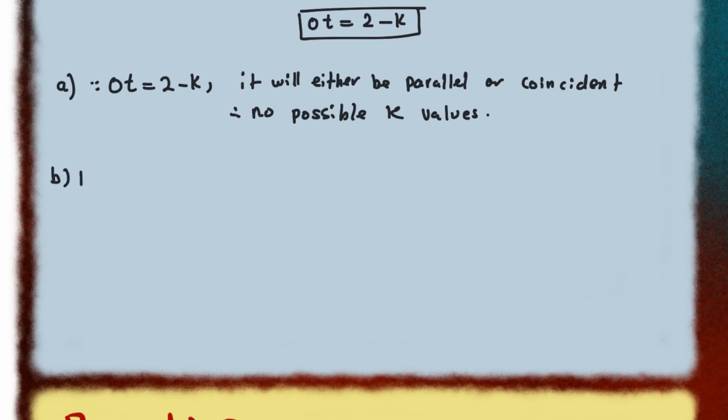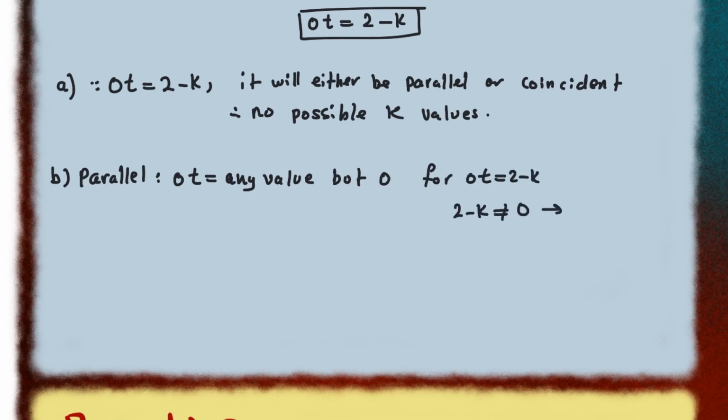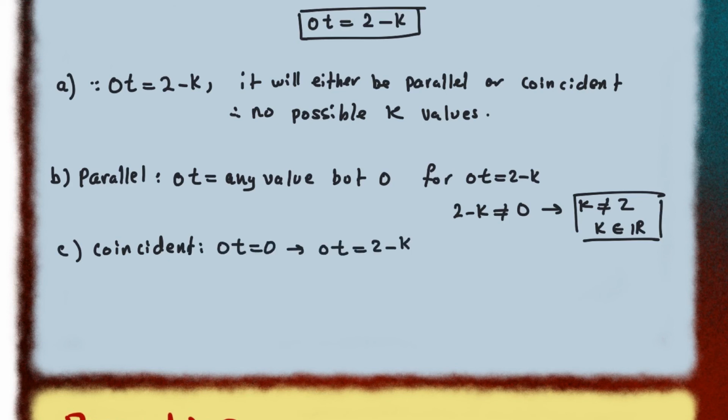For part B, for them to be parallel, that means that 0t should equal any value but 0. So 0t cannot equal 0, and that means 2 minus k cannot equal 0. If we solve for k here, we will get that k cannot equal 2, but k can be any other real value. Finally, for the last part of the question, for them to be coincident, that means that 0t should equal 0. So in this case, 0t is 2 minus k, so 2 minus k needs to equal 0, and therefore k needs to equal 2 for the line and the plane to be coincident or have infinite number of solutions.